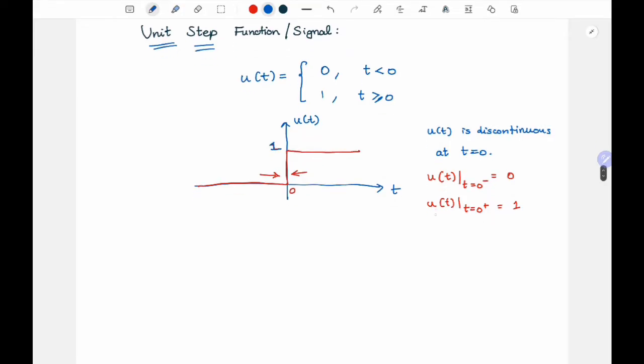For continuity, the condition is that u of t plus is equal to u of t minus is equal to u of t. If this condition is satisfied, then we say that the function is continuous at t. But here, since it is not satisfied, we say the function is discontinuous. But still we are going ahead and defining the value of u of t at t equal to 0, which is 1. So this u of t is useful in many cases.